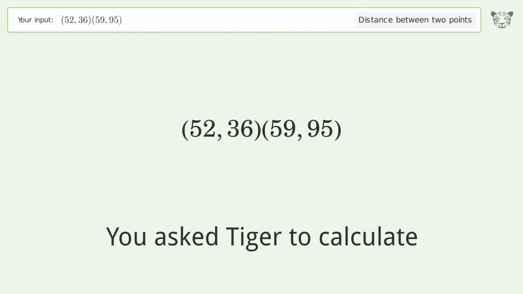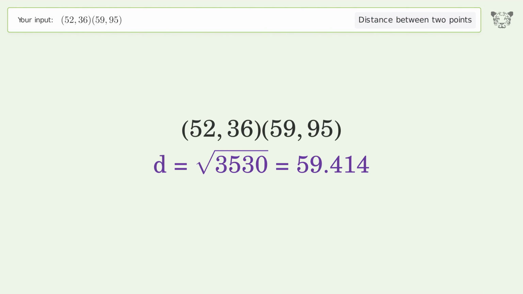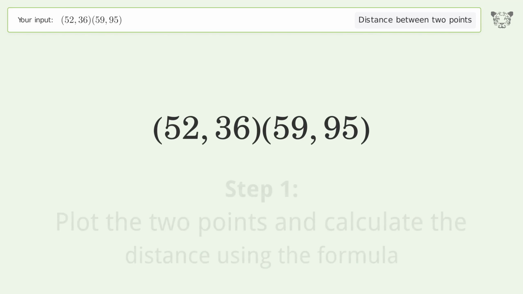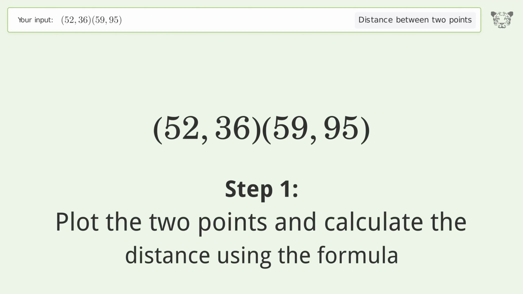You ask Tiger to calculate. This deals with the distance between 2 points. The distance between the 2 points is the square root of 3,530, or 59.414. Let's solve it step by step. Plot the 2 points and calculate the distance using the formula.